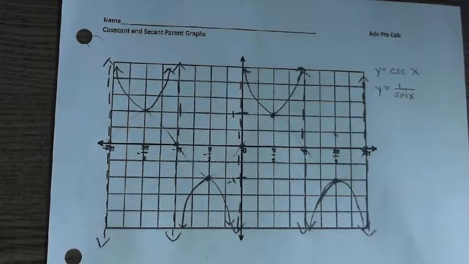Perfect. Yep. And we're going to see that. So the sine curve, whatever the transformations are, that sine curve is going to be the guide for our cosecant curve.